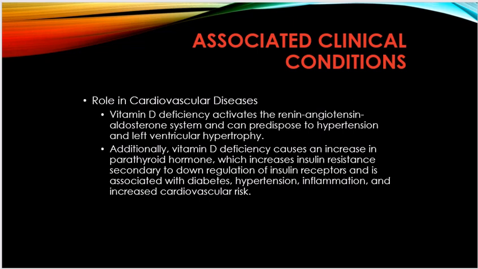Role in cardiovascular diseases. Vitamin D deficiency activates the renin-angiotensin-aldosterone system and can predispose to hypertension and left ventricular hypertrophy. Additionally, vitamin D deficiency causes an increase in parathyroid hormone, which increases insulin resistance, secondary to downregulation of insulin receptors, and is associated with diabetes, hypertension, inflammation, and an increased risk of cardiovascular diseases.